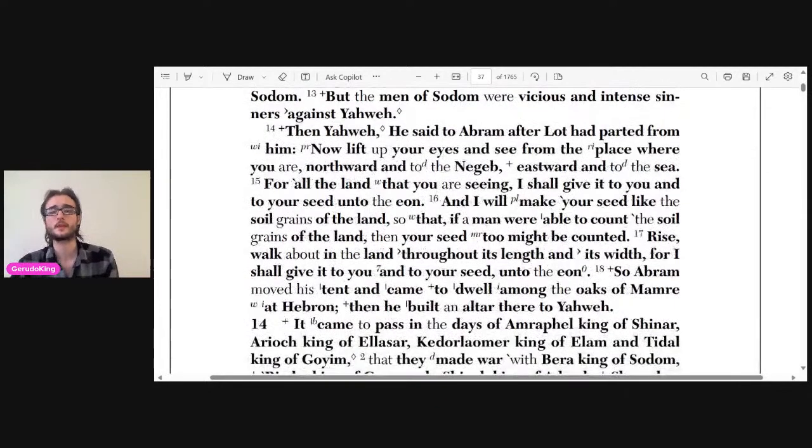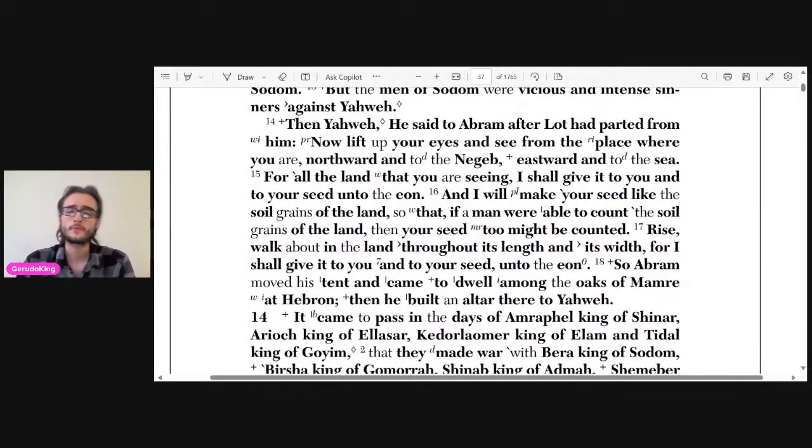Then Yahweh said to Abram after Lot had parted from him, "Now lift up your eyes and see from the place where you are, northward and to the Negeb, eastward and to the sea. For all the land that you are seeing, I shall give it to you and to your seed unto the eon. And I will make your seed like the soil grains of the land, so that if a man were able to count the soil grains of the sand, then your seed too might be counted. Rise, walk about in the land throughout its length and its width, for I shall give it to you and to your seed unto the eon."